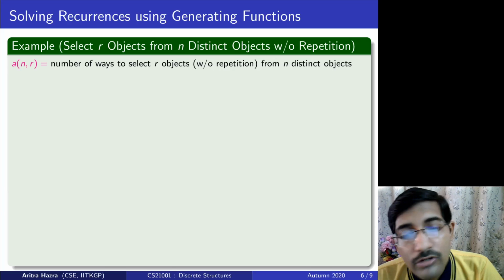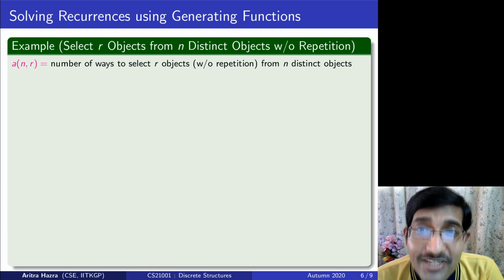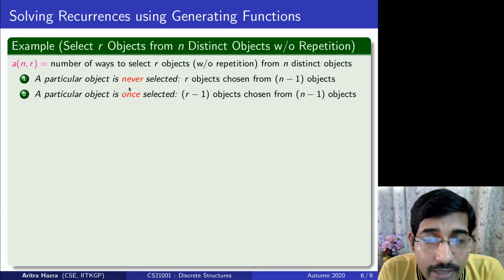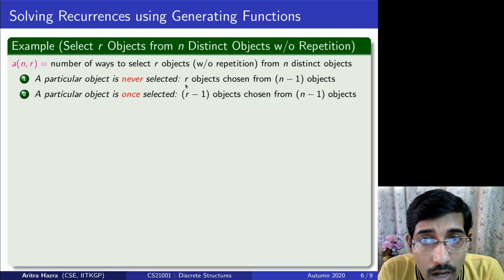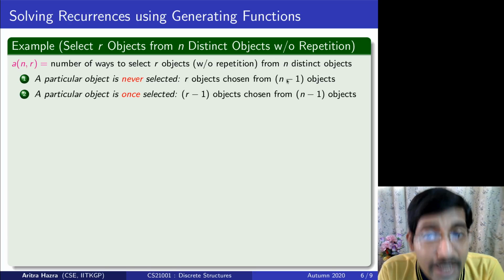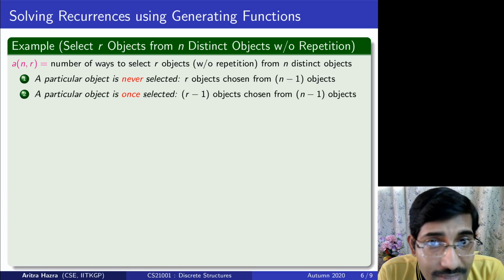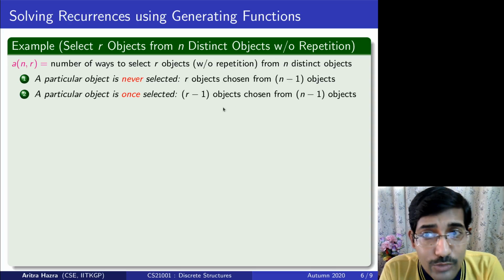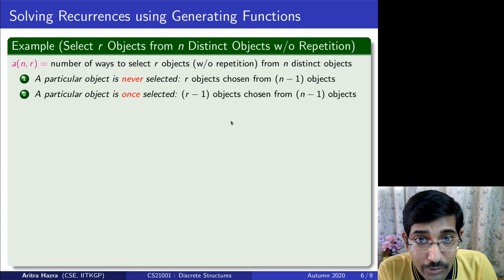Let us consider choosing r objects from n distinct objects without repetition. Since we are using without repetition, you know the answer, right? n C r. Let us see. Without repetition means that when a particular object is never selected, I need to choose r objects from the remaining n minus 1 objects. And when each object is selected once without repetition, I select that one, and the remaining r minus 1 I choose from the remaining n minus 1. Any other choice will not select it anymore, because repetition is not allowed.